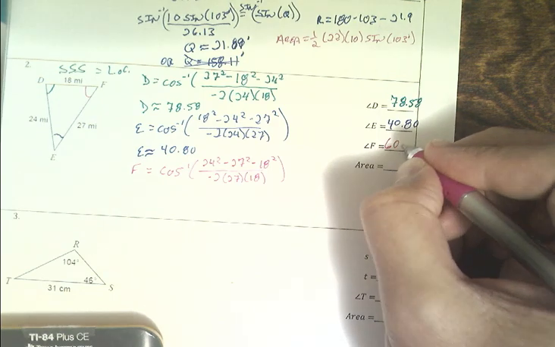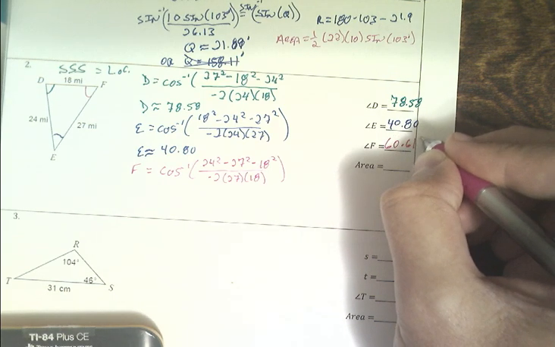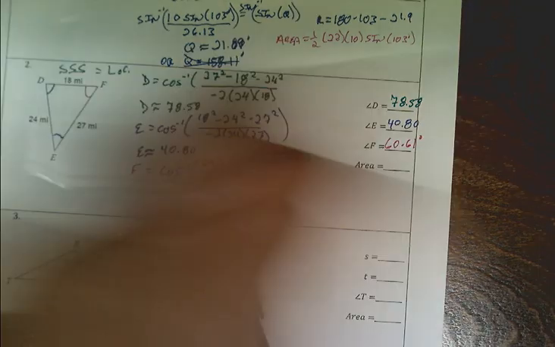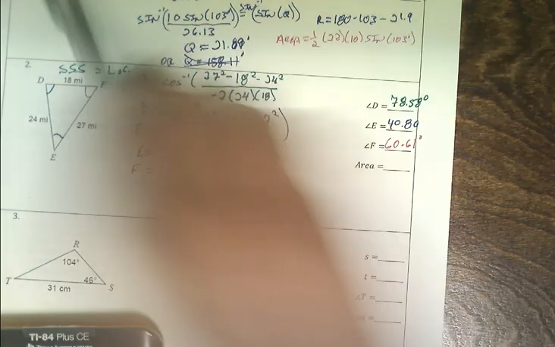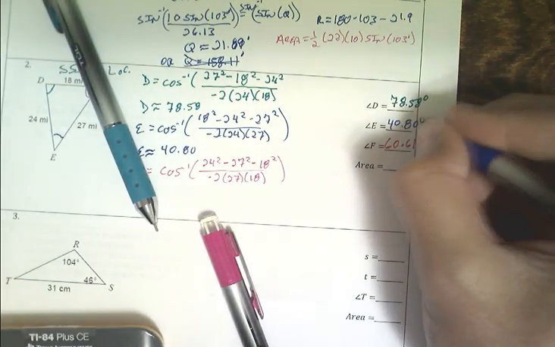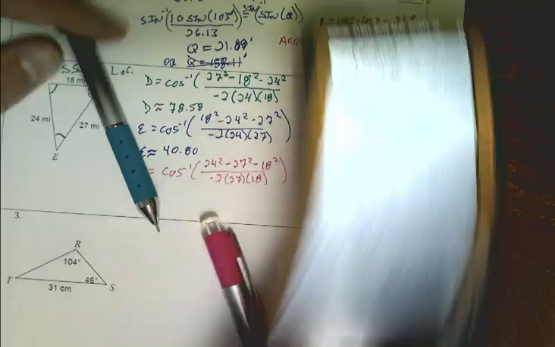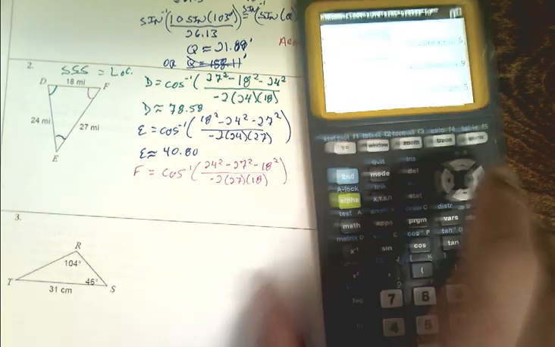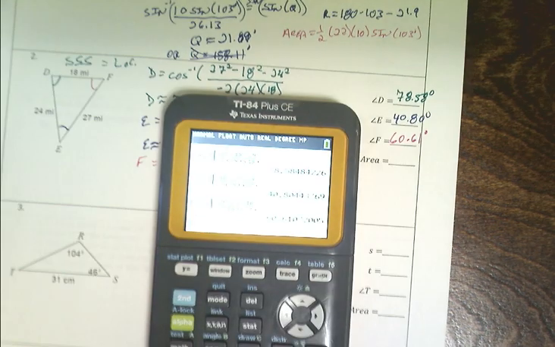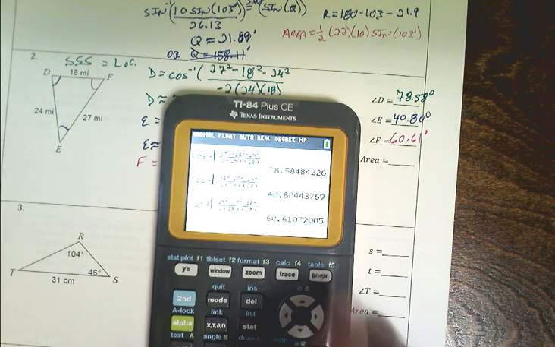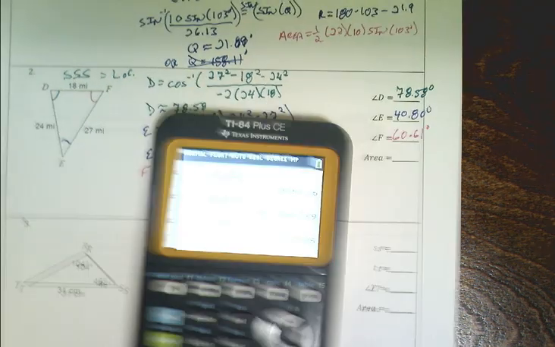So 60.61 degrees. Oh, that's right, I gotta put my degree symbols because otherwise it's radians and it's wrong. Now we can check to see how accurate this is, to see how close it should be.